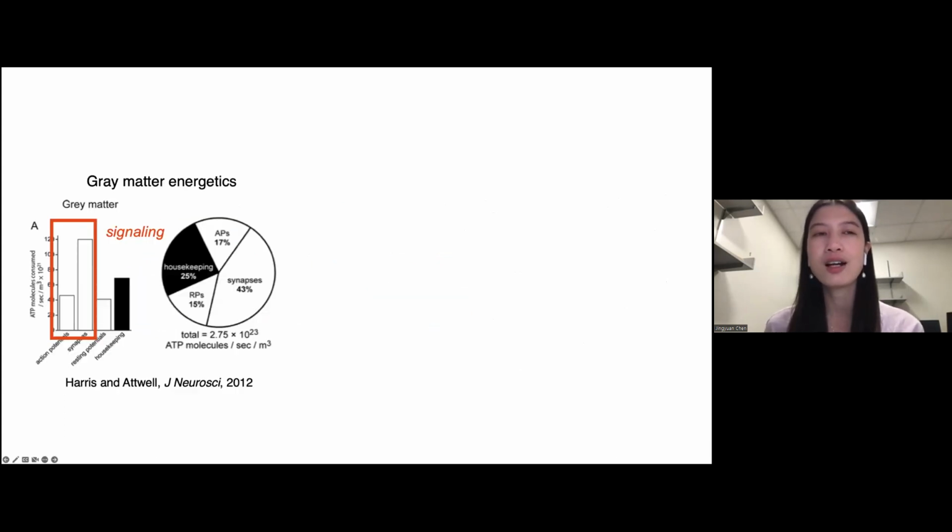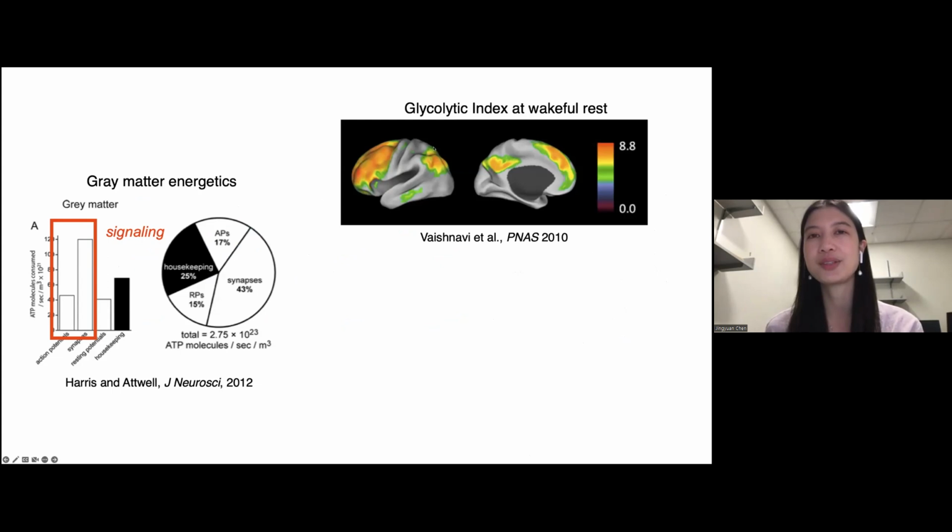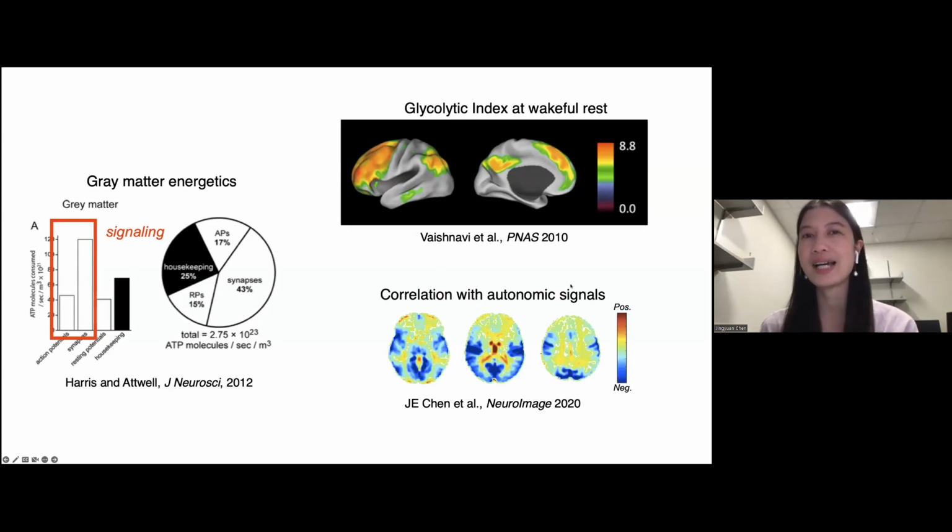In gray matter, most of the energy is dominated by signaling. So that's why when you look at this glucose metabolism, those regions that are most active during the task condition really have a decrease in metabolism. But for the fMRI signal, as you can see, the regions that show the most prominent changes are in the sensory region. It's quite different from these PET measures.